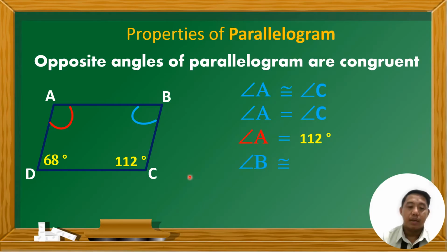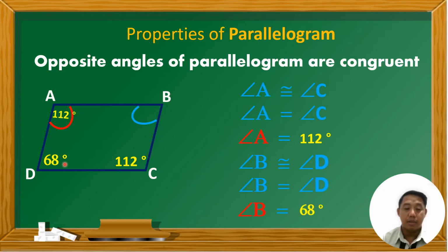Yan. And angle B is congruent to angle D. So, angle B is equal to angle D. If angle D is 68, therefore, angle B is equal to 68 degrees. So, ganun lang kadali yan. Okay? So, 68 yan. Yan yung ibig sabihin natin na opposite angles of parallelogram are congruent.